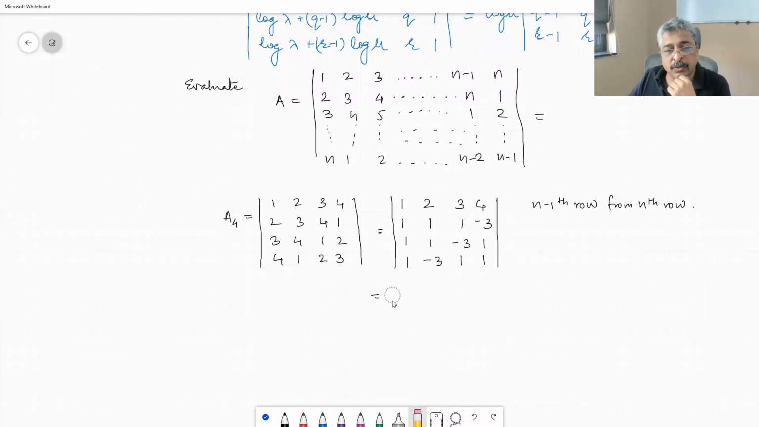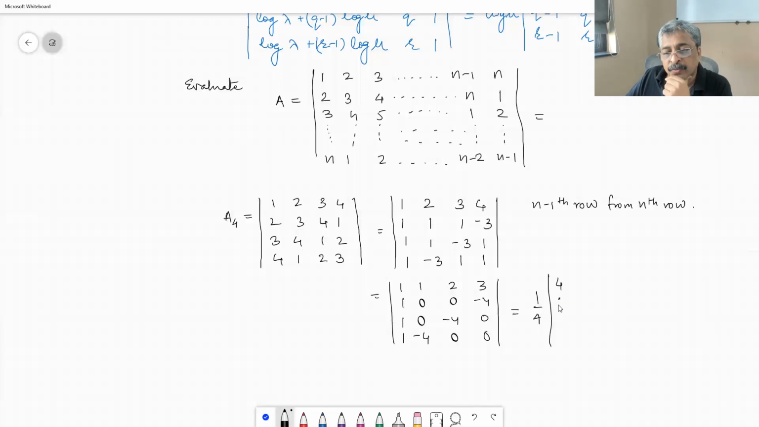We can create few zeros here now. You can subtract first column from remaining columns. 1, 0, 0, minus 4. 2, 0, minus 4, 0. 3, minus 4, 0, 0. This is good. And then 1 by 4, 4 4 4 4, 1 0 0 minus 4, 2 0 minus 4 0, 3 minus 4 0 0.